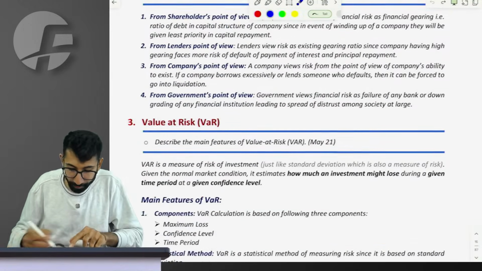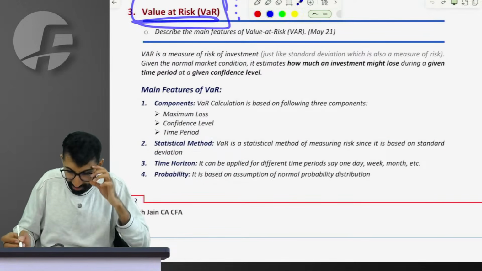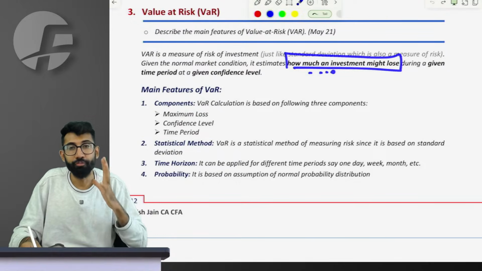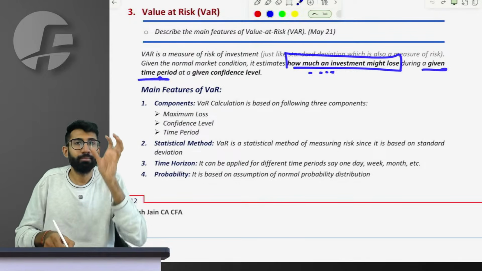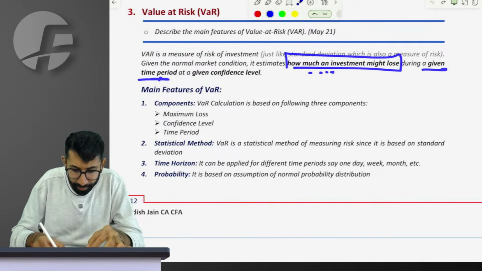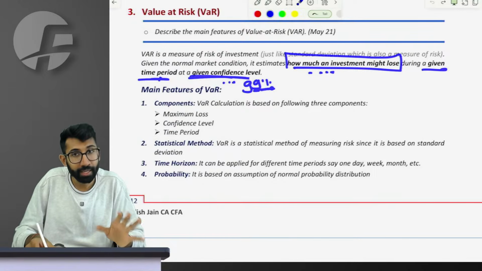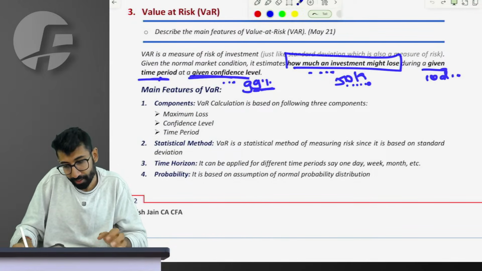Perfect. Sir, value at risk. The practical question we do at value at risk, but what is it? Sir, it measures the amount of maximum loss that we can have on an investment over a given time period, for example, in 1 day or 5 days or 10 days with a particular confidence level. So I can say that with 99% confidence, in the next 10 days, the amount of loss will not exceed 50,000.